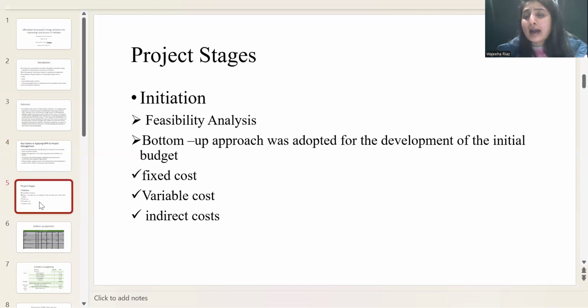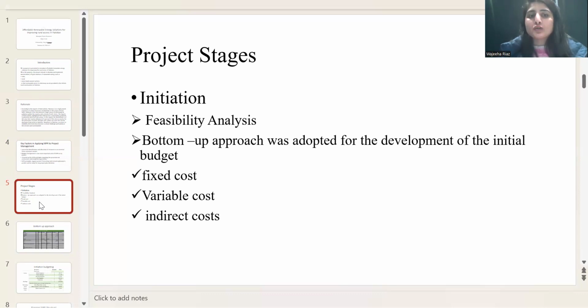Now let's discuss the project stages. Every project is completed in different stages. First, the initiation phase. In the initiation phase, firstly, I have done the feasibility analysis. The feasibility analysis is done to check whether this project is feasible in that area or not, and whether the budget allocated for this project is feasible or not. I have also done the operational forecasting in the feasibility analysis.